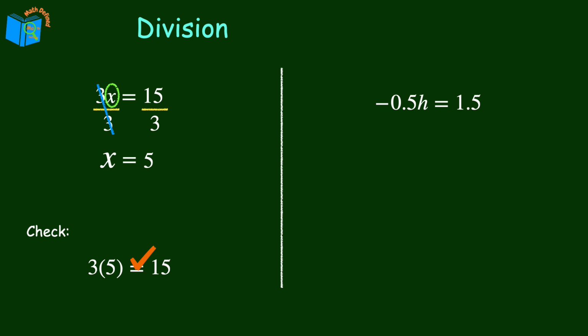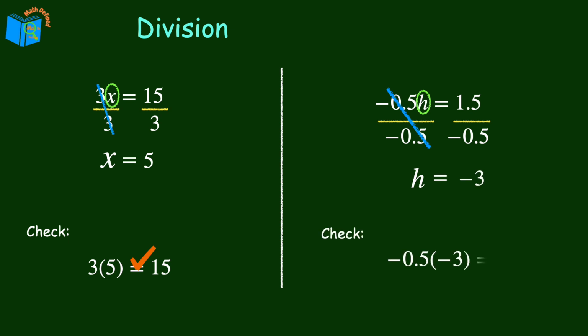-0.5h equals 1.5. Don't worry, the process is the same. Our goal is to isolate h. Since h is multiplied by -0.5, we'll divide both sides by -0.5 to undo the multiplication. On the left, -0.5 cancels out, leaving h. On the right, 1.5 divided by -0.5 equals -3.